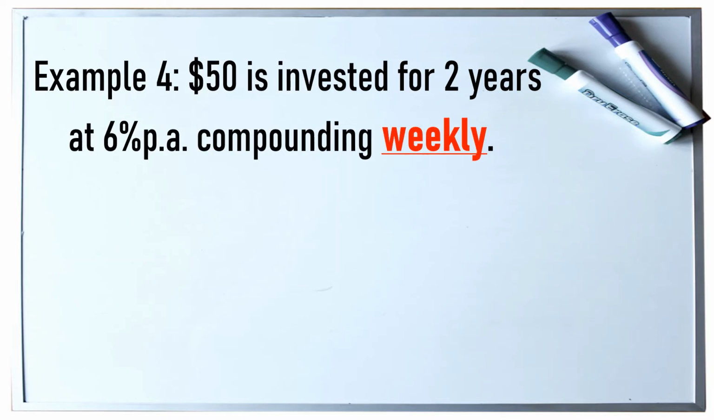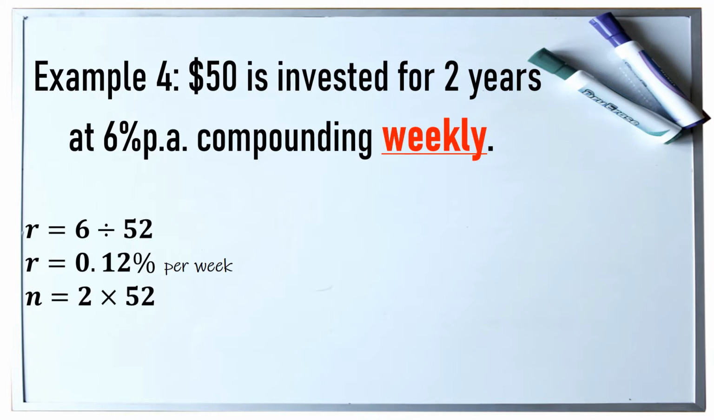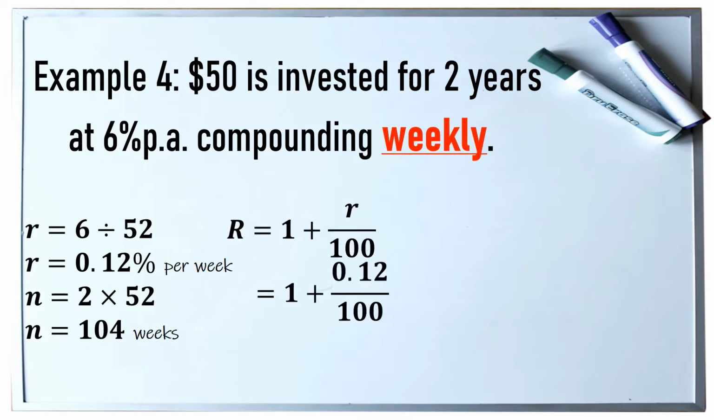We're going to do this problem one more time, but compounding weekly. Our r is 6 divided by 52 because there's 52 weeks in a year. That gives us 0.12% per week. Our n is equal to 2 times 52. Because there is 52 weeks in 1 year, over 2 years there's going to be 2 lots of 52, which gives us 104 weeks. Our capital R works out to be 1.0012.